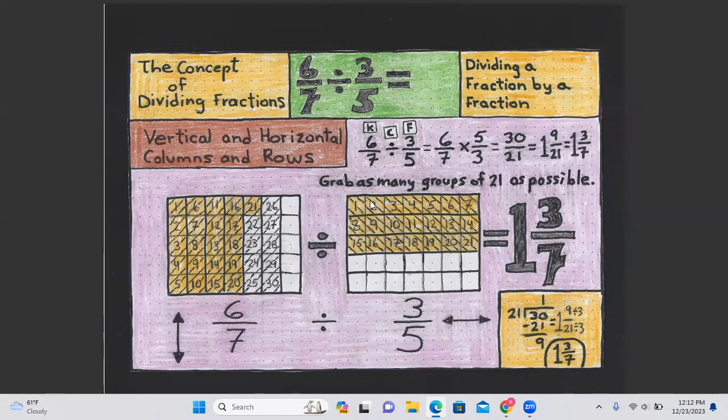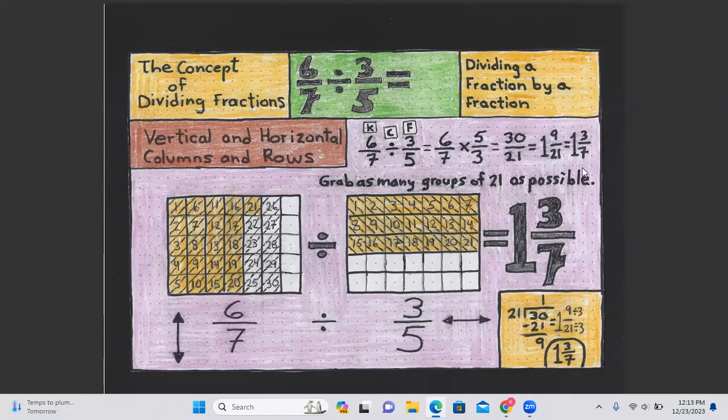And so with that in mind, we're going to grab as many groups of 21 as possible from the 6/7 columns area. And so as you can see, we were able to grab one group of 21, which explains this one right here. However, we could not capture another entire group, another whole group of 21. We were only able to capture 9 out of 21. And that's what explains why we had this 9/21 over here. Okay. And so, that's how we arrive at our answer.